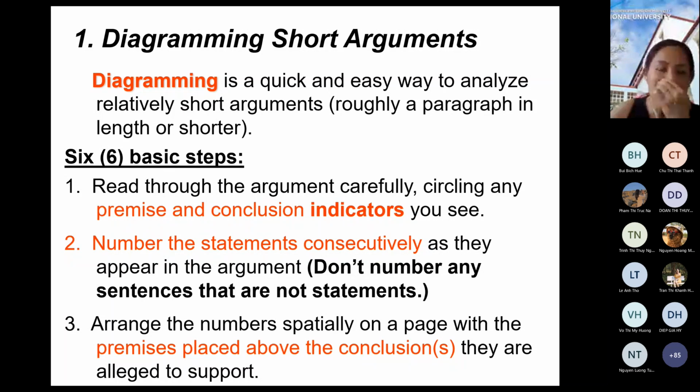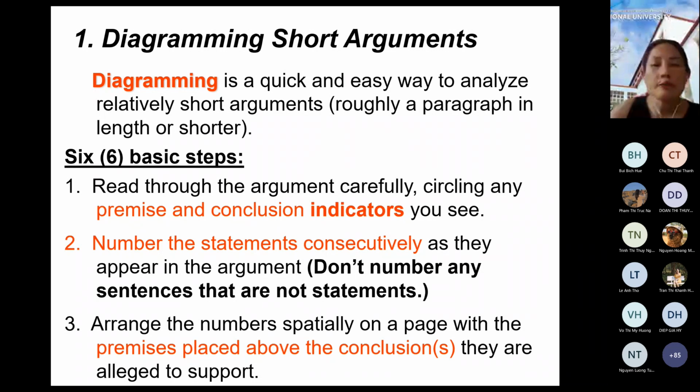And then there is a notification that you should not number any sentence that is not a statement. We learned already in chapters 2 and 3 that only statements are allowed. So if it is a non-statement, we should not have it in the argument, isn't it? And somehow, if it doesn't play any role in the argument, then we should also remove it from our argument, or in other words, we don't diagram it. So we don't number it. Okay? That is the second step.